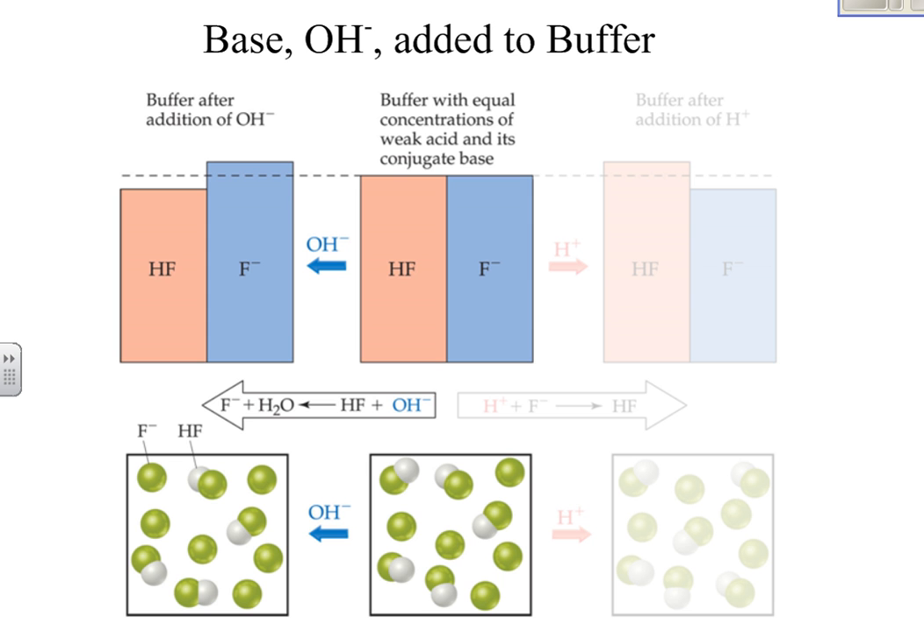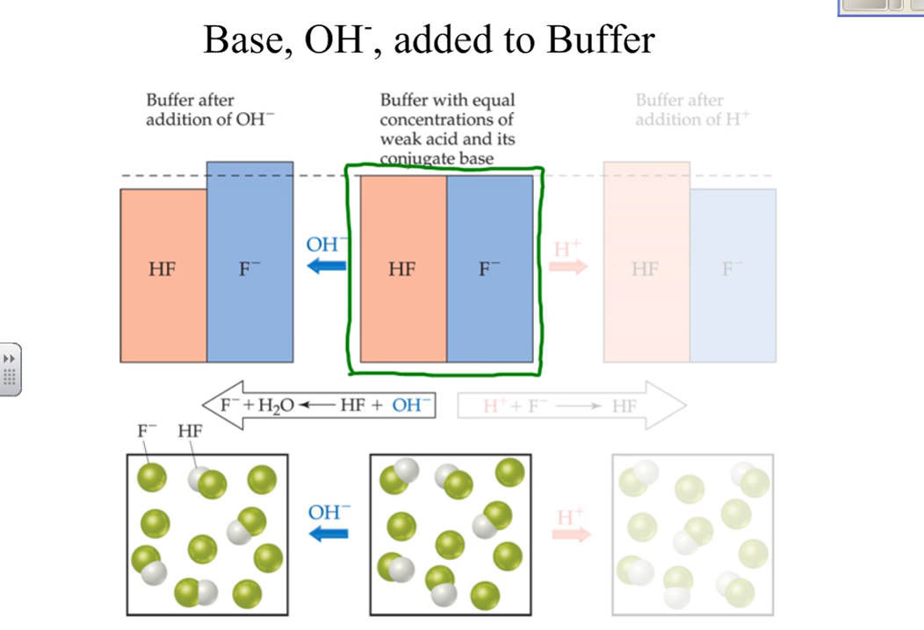The idea of keeping the pH somewhat stable comes from the fact that if you have both the acid and the conjugate base, and you add either acid or base to solution, you have something there to neutralize it. So in this first pictorial here, we have base being added to the buffer. And the buffer is this part here in the middle.